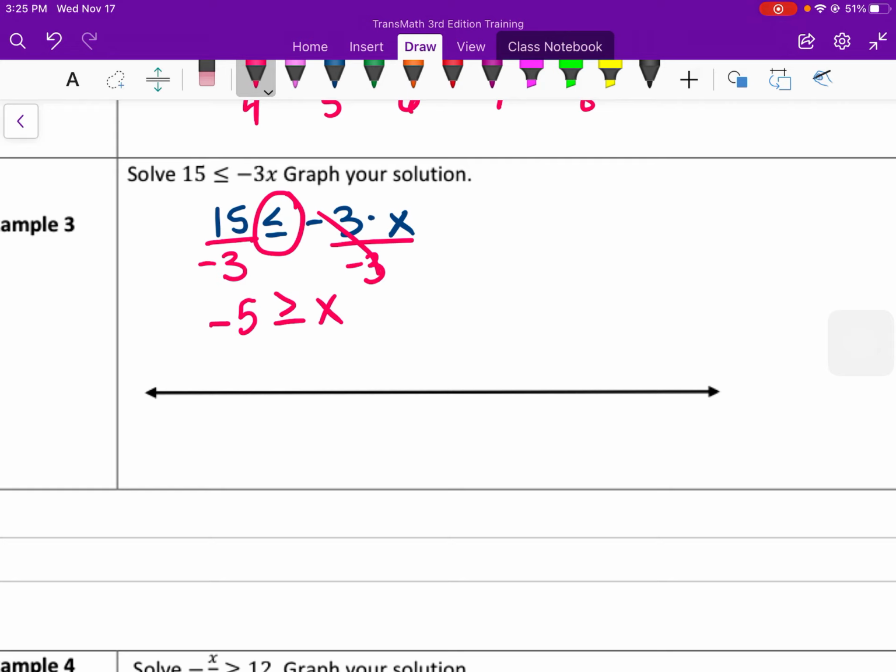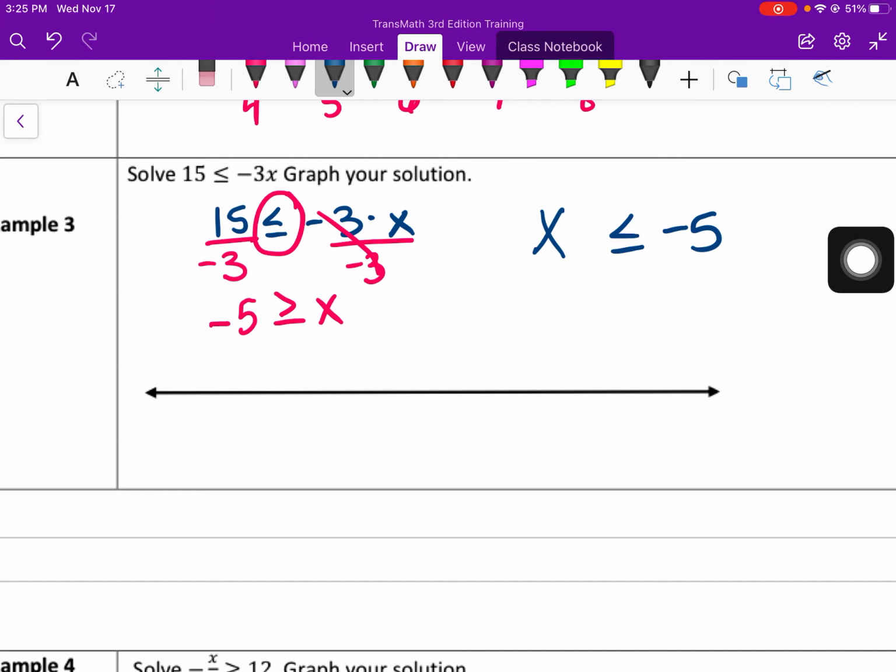And then one more thing, since in this one our variable is on the right side, we need to flip-flop our inequality. We need to flip it around. So I'm going to do x and negative 5. And if I flip that around, then I also need to flip my inequality. So I have negative 5 is greater than or equal to x, which is the same thing as x is less than or equal to negative 5.